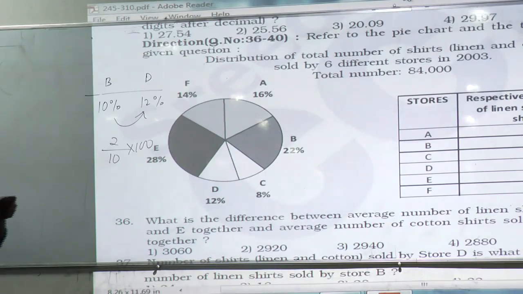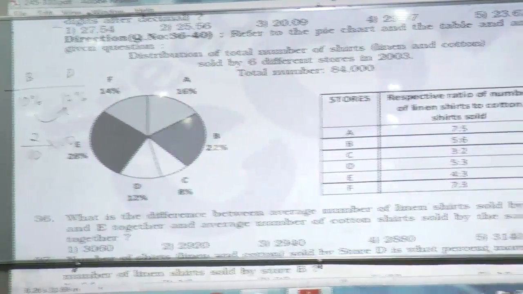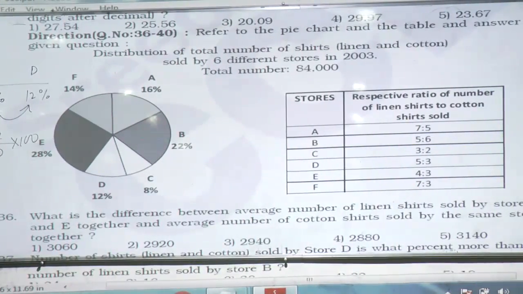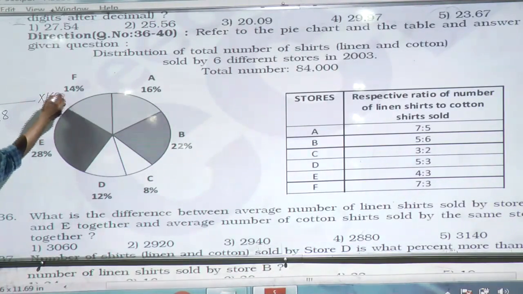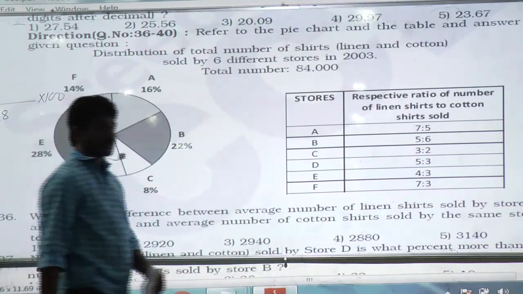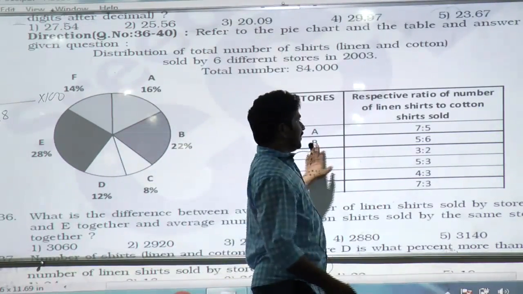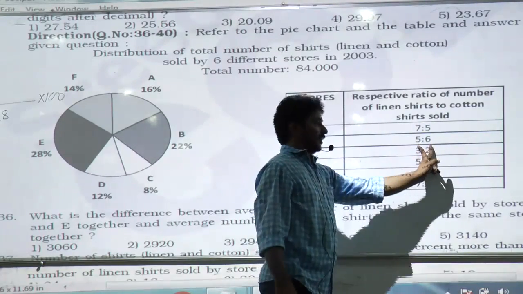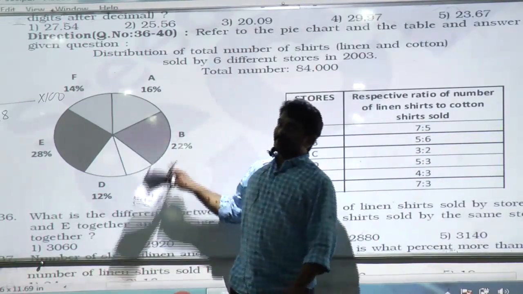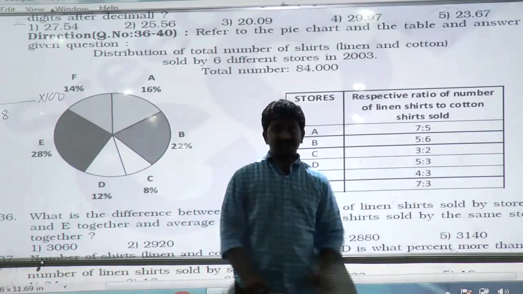38. The total number of cotton shirts sold by stores A and B together is what percent of the total number of shirts sold by store E? Store E is 28%, and you're asked about percentage. Now you need to calculate cotton shirts sold by A and B. For B, cotton shirts, how many parts? 6 parts. 11 parts is 22%. 1 part is 2%. 6 parts is 12%.